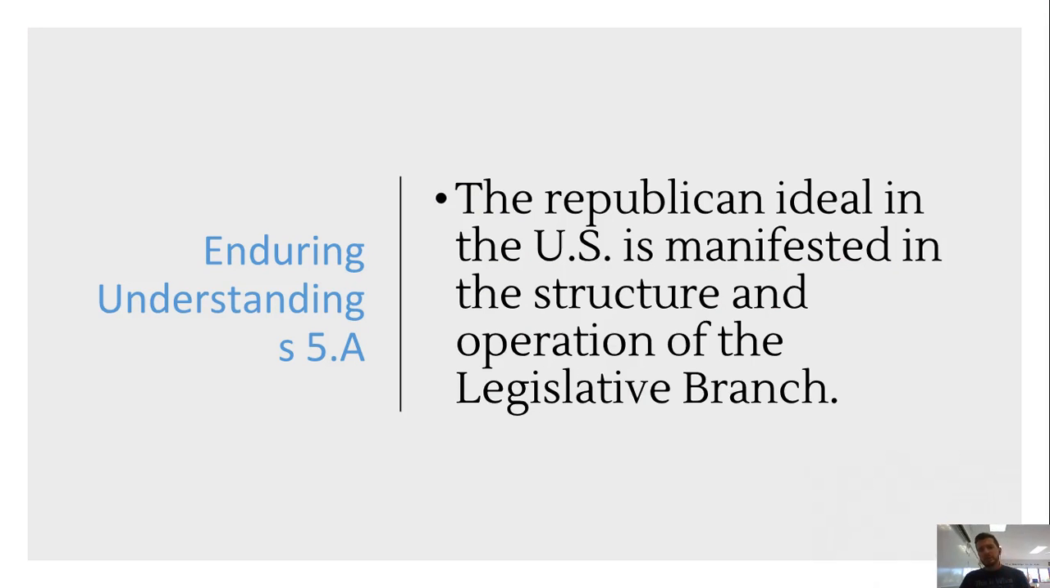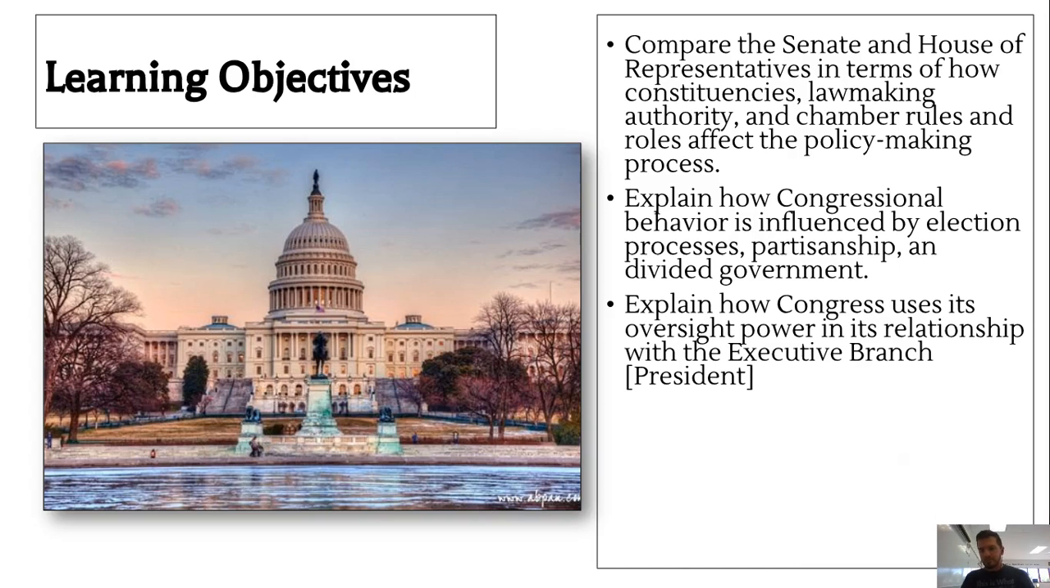Our enduring understanding for this one is the Republican ideal in the United States is manifested in the structure and operation of the legislative branch. So we're looking at the legislative branch and figuring out how that really shows the idea of republicanism. Again, talking about representation, our representatives specifically today.